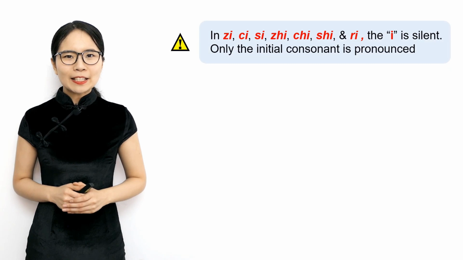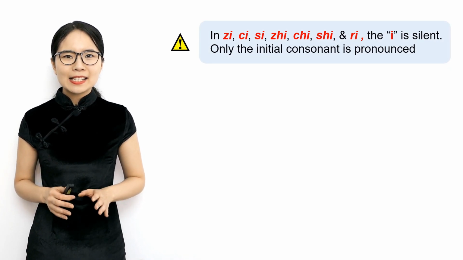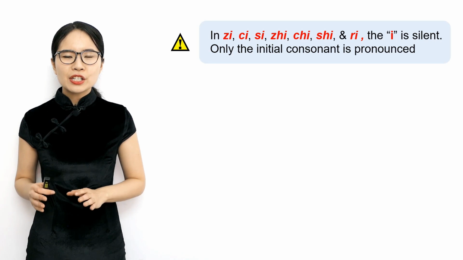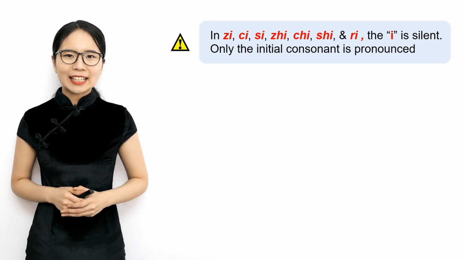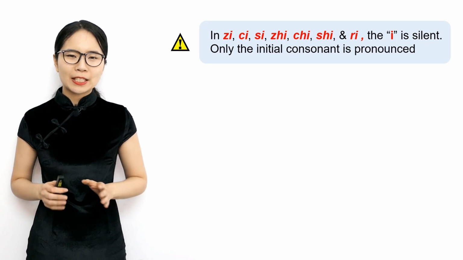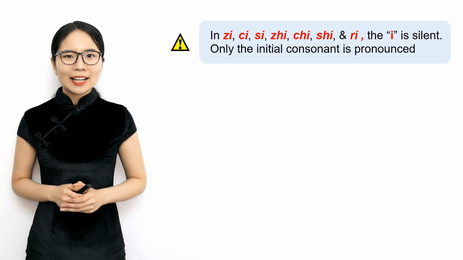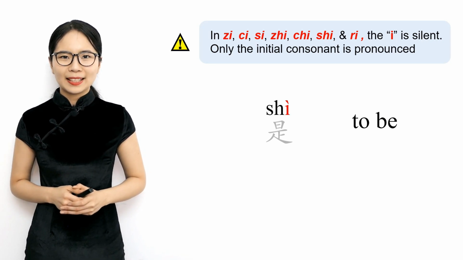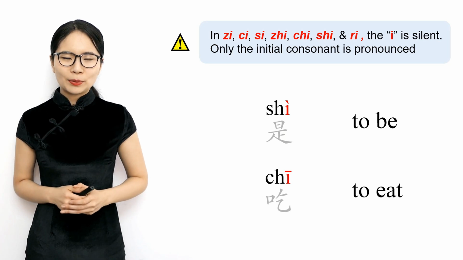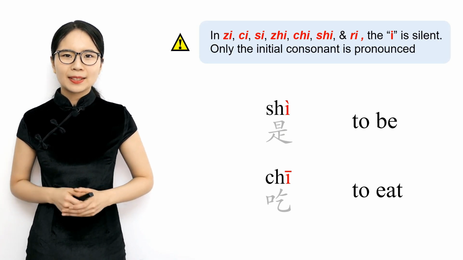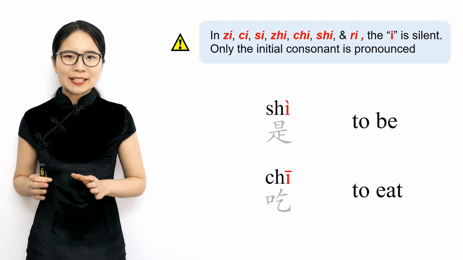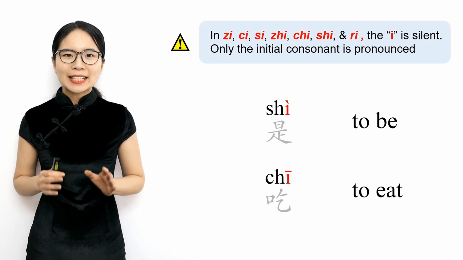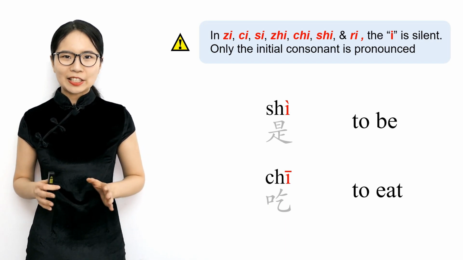Please note that there is a set of syllables where the simple final e is silent. In the 7 syllables zi, ci, si, zhi, chi, shi, and ri, the e is silent, and only the initial consonant sound is pronounced. This is why shi, to be, is pronounced shi instead of she, and chi, to eat, is pronounced chi instead of chee. This only happens with these 7 syllables, and I'll cover how to pronounce each of these in detail when I teach these initial sounds.